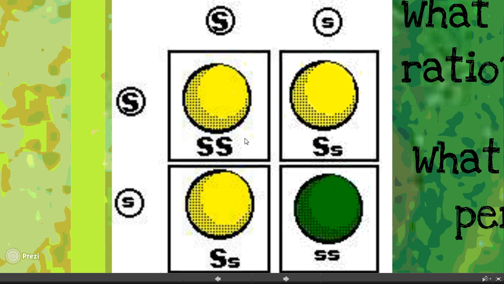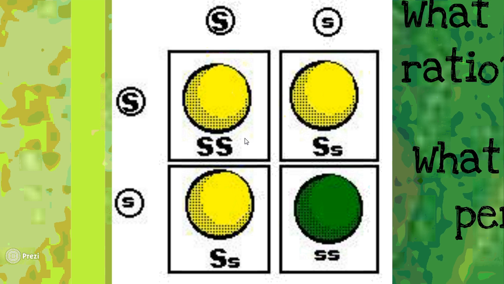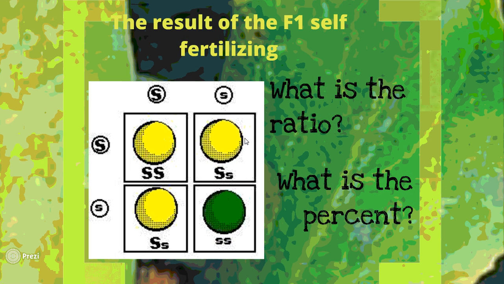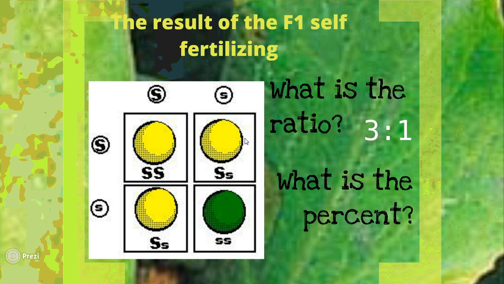Okay, so we're going to be talking about both ratios and percentages to see how to determine those, and we'll get to that in a moment. The ratio here, we're looking at 3 yellow peas to 1 green. So a ratio is just comparing the numbers of different types of offspring there. And then a percentage is 75% yellow, and 25% green.